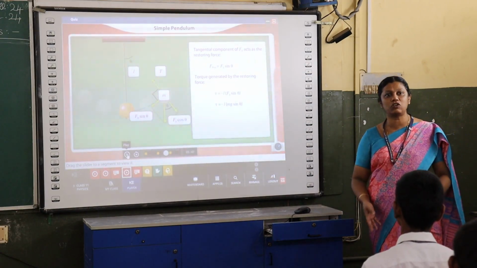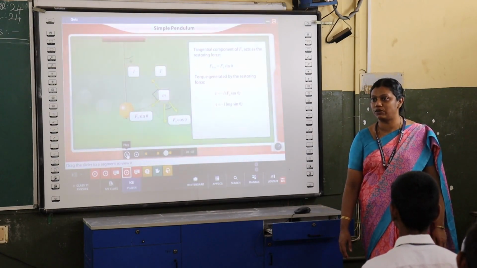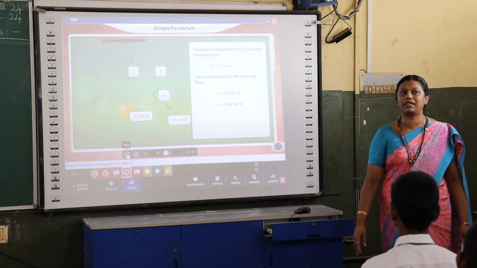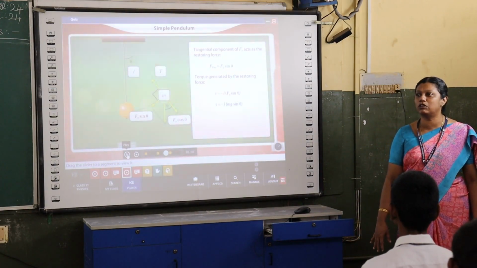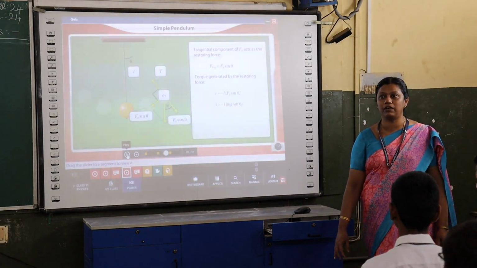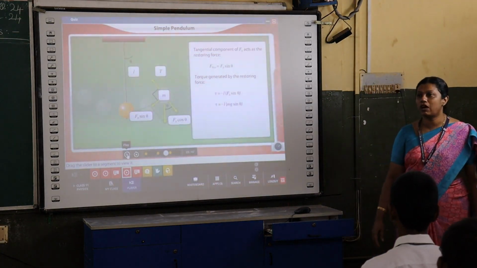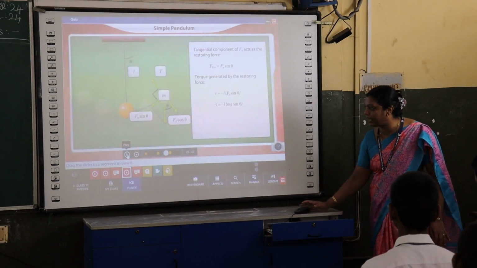And what are the factors on which the time period depends? It depends on the length as well as acceleration due to gravity. The time period is directly proportional to the root of the length of the pendulum and inversely proportional to the root of acceleration due to gravity. These are called the law of length and the law of gravity. So I'll conclude with this, and next we will go for the quiz.